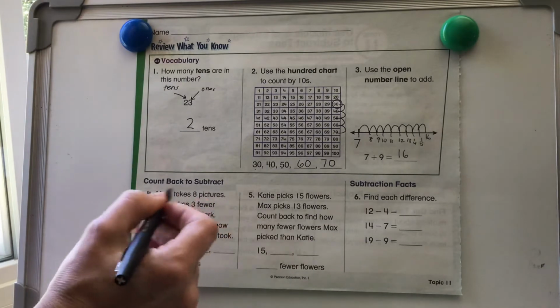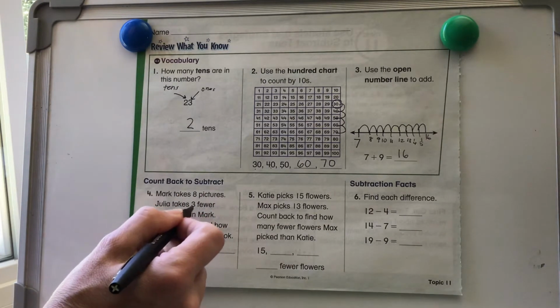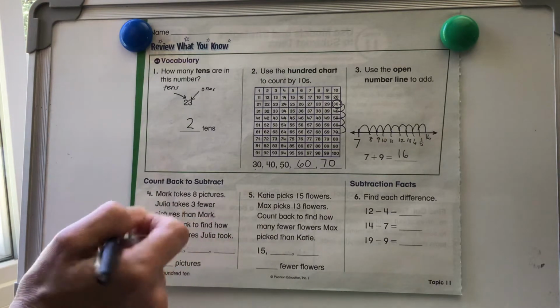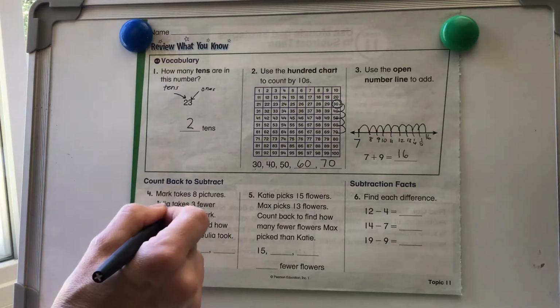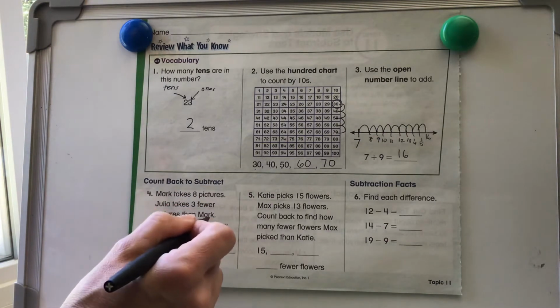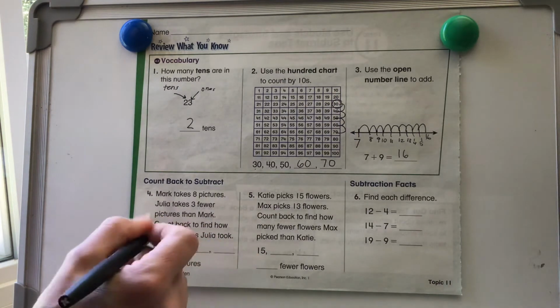Count back to subtract. Mark takes 8 pictures. Why did I say flowers? Mark takes 8 pictures. I am so sorry. Julia takes 3 fewer pictures than Mark. Count back to find how many pictures Julia took.